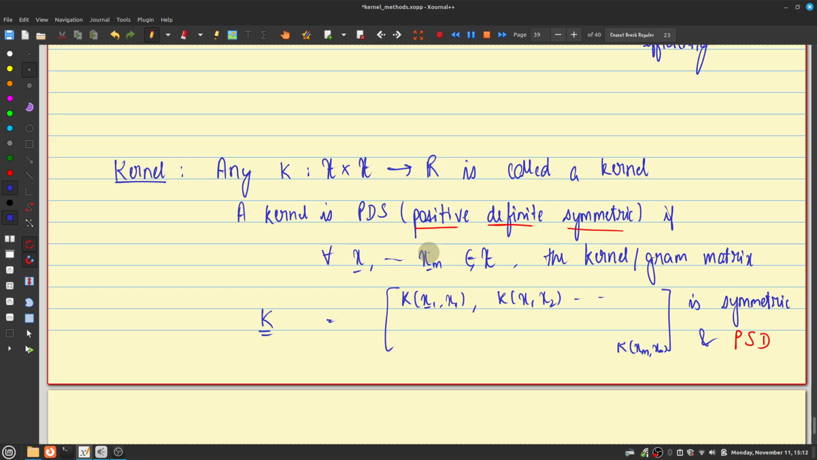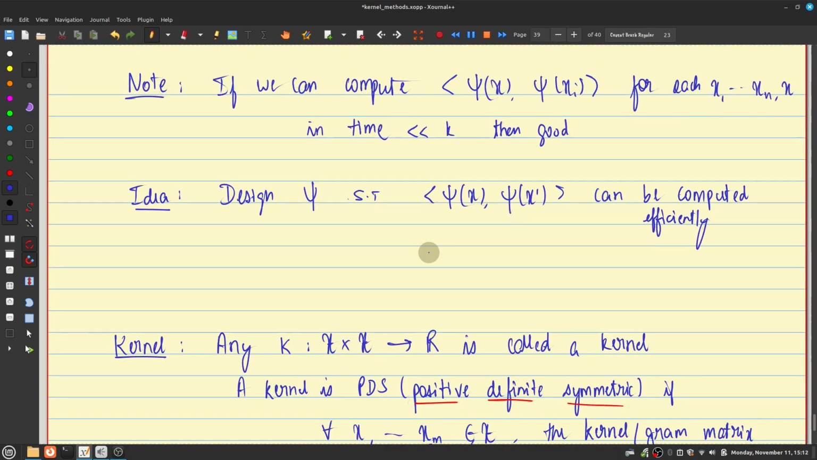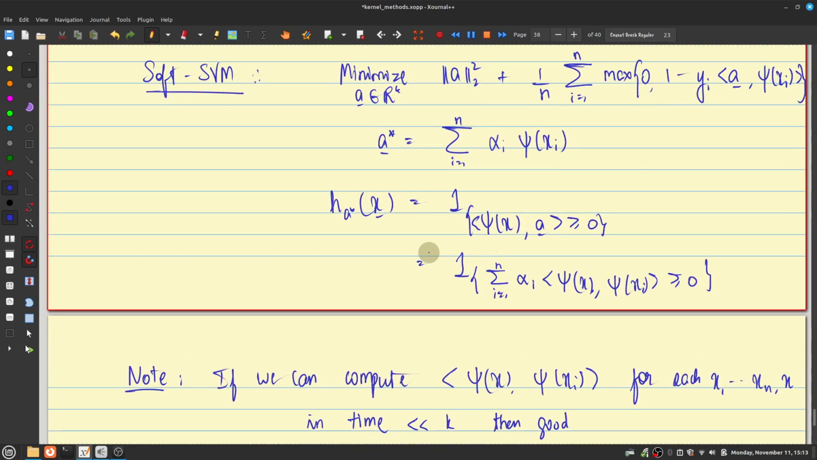Okay. So computing the inner product helps us evaluate the map. Correct. It helps us evaluate the map, and as we'll see later, it also helps us find the corresponding SVM efficiently.